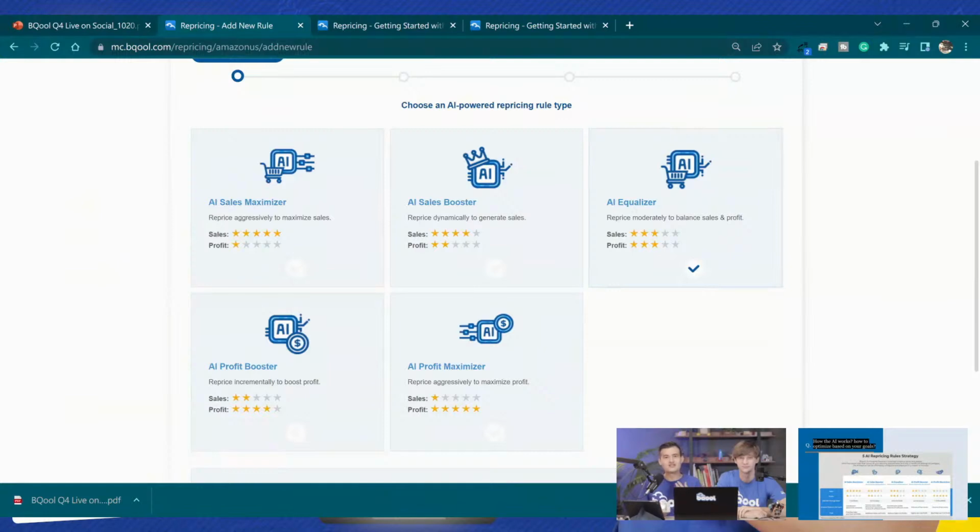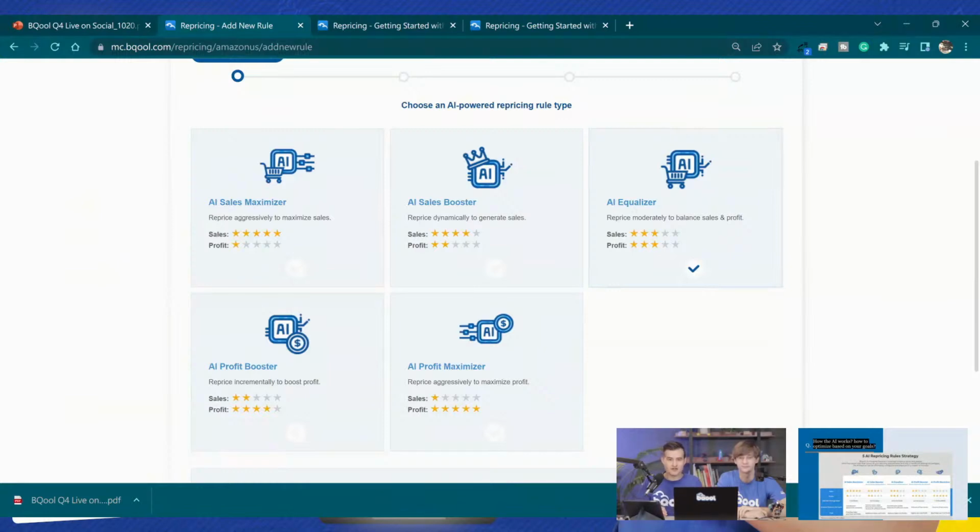Also, it might be a seasonal item. With a seasonal item, I want to get rid of the product by a certain day, so I would also put that on the AI Sales Maximizer. Then I have the AI Sales Booster. For the AI Sales Booster, let's say I'm doing wholesale. I know many of you are doing wholesale, or maybe you're able to source the product for a very good ROI. What's a very good ROI? If it's between 40% and 80%, then we can recommend you put it on the AI Sales Booster.